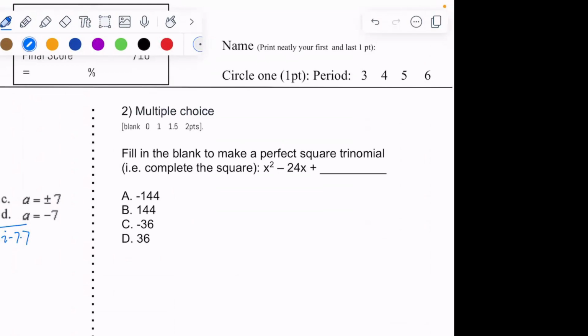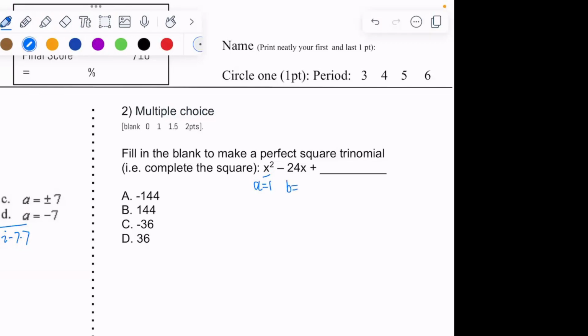This is about completing the square. Okay, so you get the quadratic term, you get the linear term, and you need to figure out the constant which can make it a perfect square trinomial. So the key to solve this is, since the a value here is 1, you need to figure out the b value here.